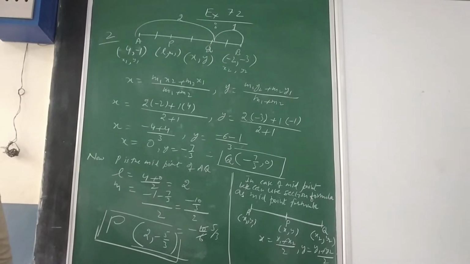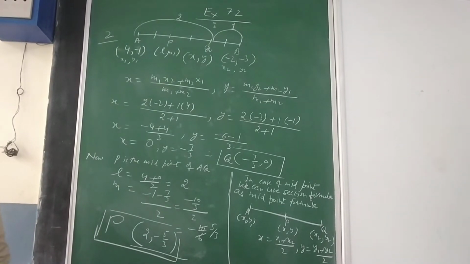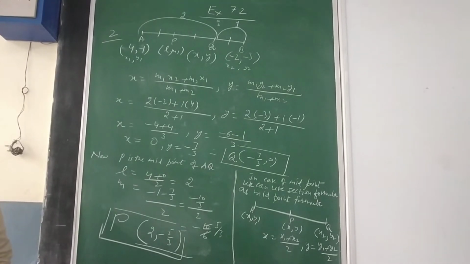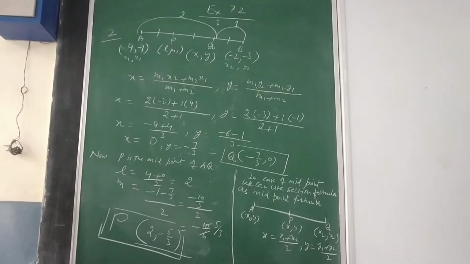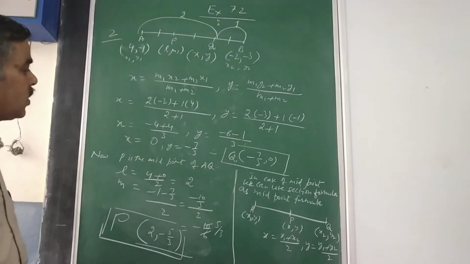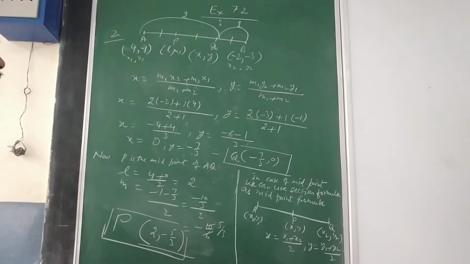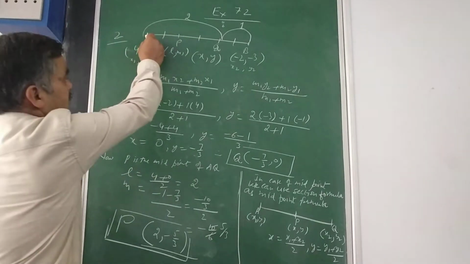Question number 2 is: find the coordinates of the point of trisection of the line segment joining (4, -1) and (-2, -3). So here you just take a look. I have drawn the figure and solution. I will be discussing this question with you. This is point A. This is point B.